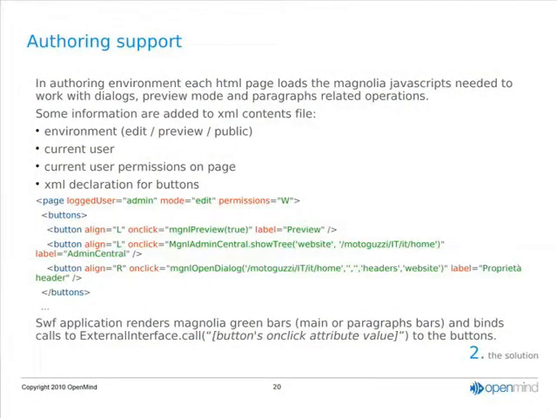How did we do the authoring support? In the XML content file comes information about the environment, about the current user, about the current user's permissions on the current page, and there are the XML declarations for buttons. Okay, so we can see that there are buttons for the preview, for the admin central, and a button for the properties of the page.